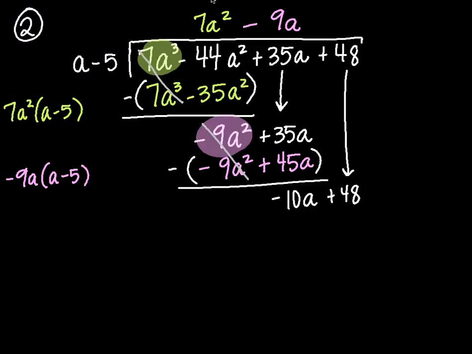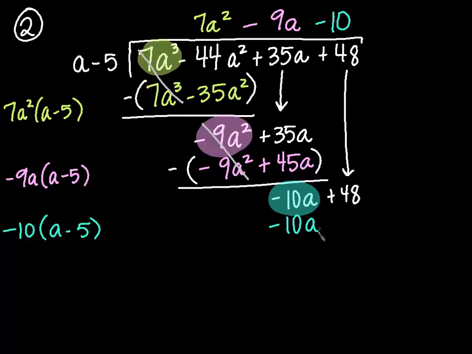And I'm going to bring down my next term here, the constant term, and I'm going to ask myself, how many times does a go into negative 10a? A times what is negative 10a? Well, that would be negative 10. So I'm going to put my constant negative 10 over the constant 48 in the dividend. And now I'm going to multiply negative 10 by the divisor, a minus 5. And I'll get negative 10a plus 50.